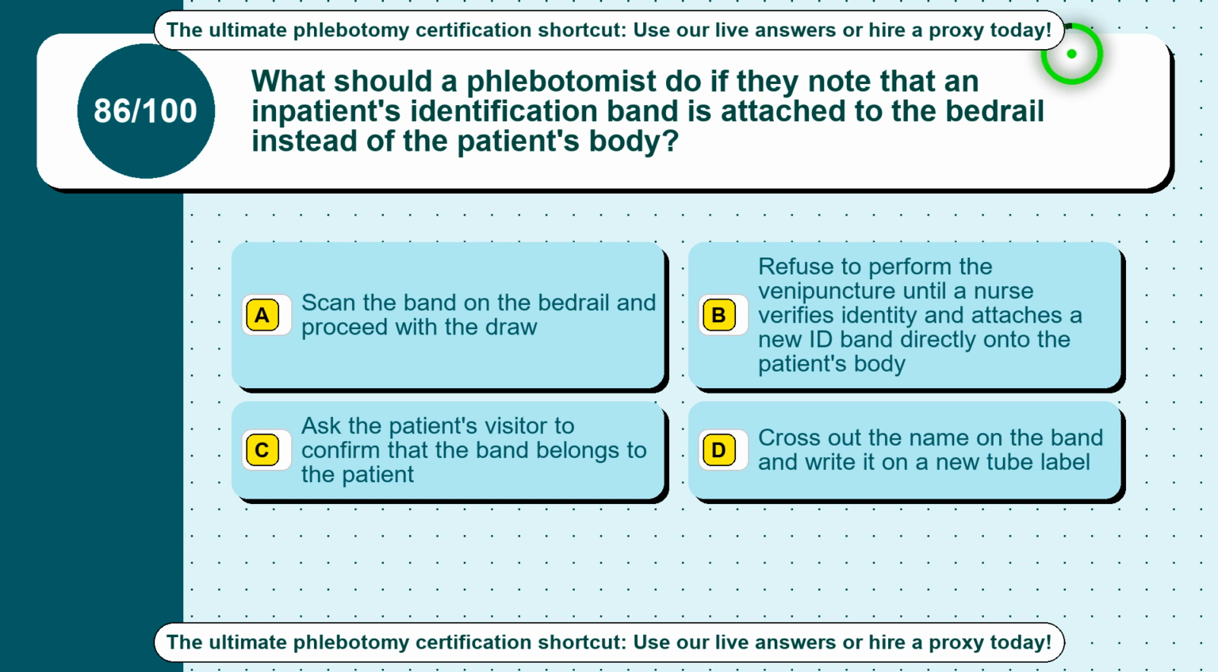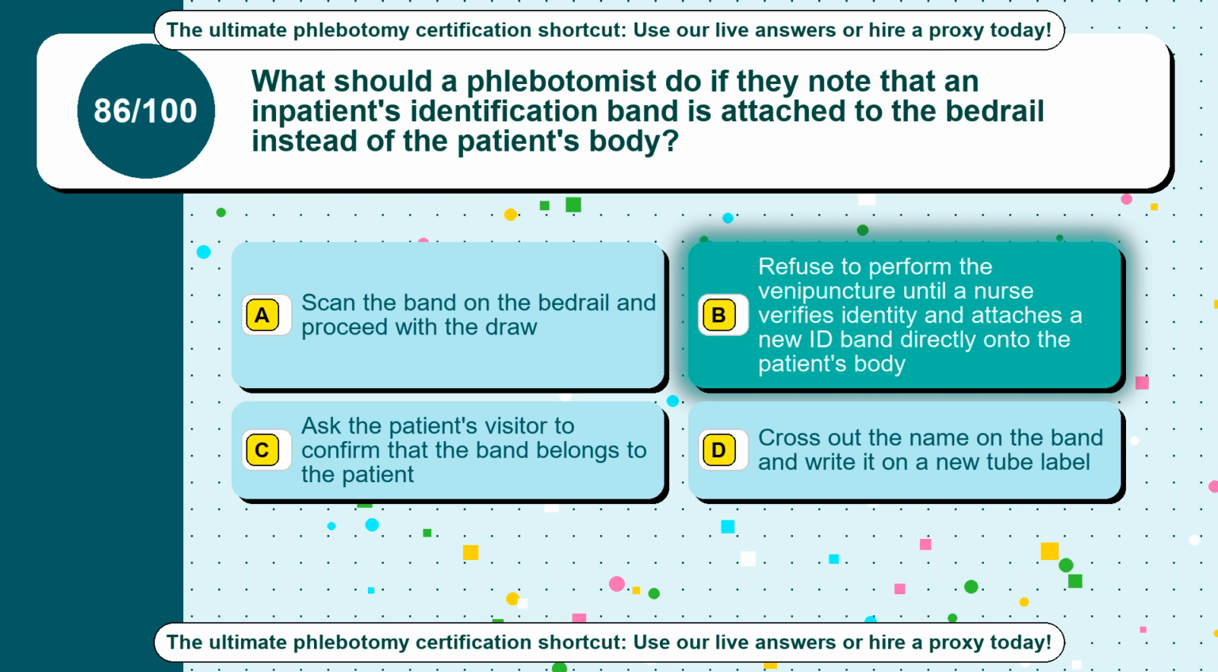Question 86. What should a phlebotomist do if they note that an inpatient's identification band is attached to the bed rail instead of the patient's body? Option A, scan the band on the bed rail and proceed with the draw. Option B, refuse to perform the venipuncture until a nurse verifies identity and attaches a new ID band directly onto the patient's body. Option C, ask the patient's visitor to confirm that the band belongs to the patient. Option D, cross out the name on the band and write it on a new tube label.